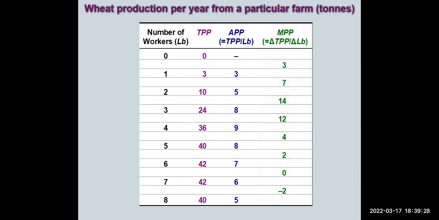What is the marginal product? From 0 to 1, your output increased by 3 units. From 1 to 2 workers, your output increased by 7 units. From second to third worker, your output increased by 14 units. From third to fourth, it increased by 12 units. From fourth to fifth, it increased by 4 units. And from fifth to sixth, it increased by 2 units. And from 6 to 7, it increased by 0. And from 7 to 8, it increased by -2.